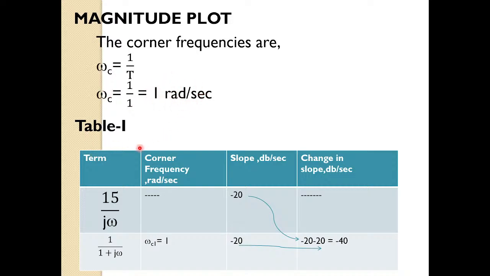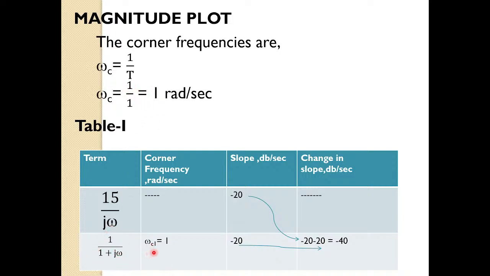Now, in order to plot the magnitude plot, let's draw a table. In that table, write down both the factors. One integral factor, that is 15 by j omega. Another factor is the first order denominator factor, 1 by 1 plus j omega. So what is the corner frequency for the integral factor? The integral factor will not have any corner frequency, just leave it. Corner frequency of this first order denominator factor, what did we get?